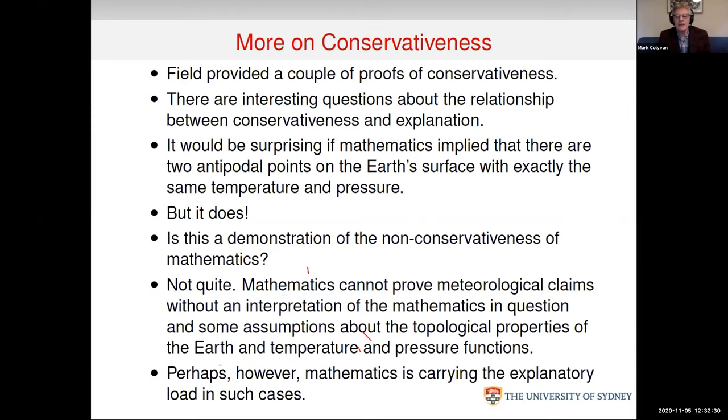So mathematics doesn't tell you on its own that there will be these 2 points, even though I might even say that at some point. That's not right. You need the interpretation of the mathematics, and it needs a little bit of meteorology in there to start with. But it does put some pressure on this notion of conservativeness, that is, that mathematics does sometimes shoulder the burden of the explanatory load in telling us things about the empirical world, like these topological properties on the Earth.